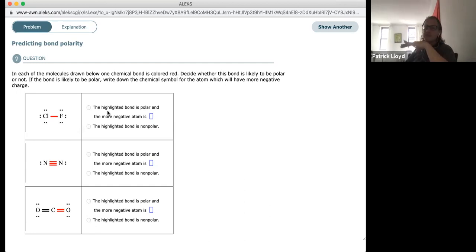Now, those are the same elements, right? So they both have the same electronegativity. So there's no difference at all, right? This is exactly the same electronegativity. There's no difference. So that would not be a polar bond at all.